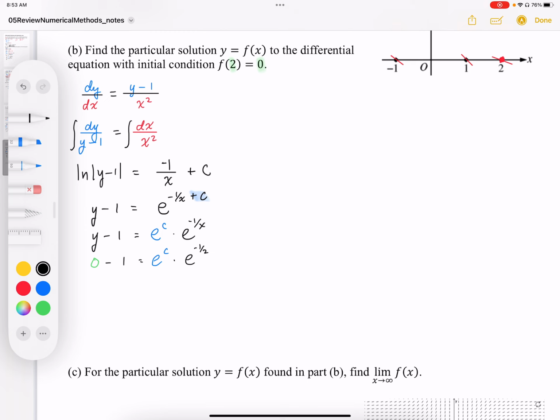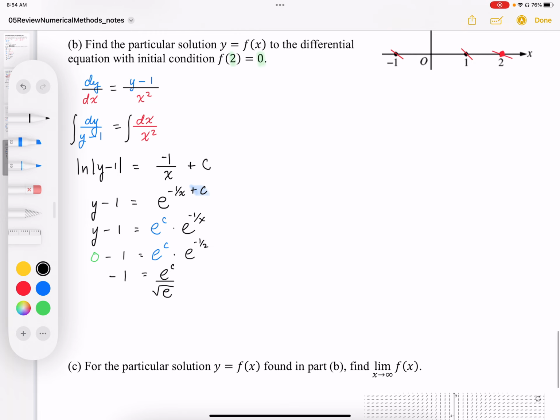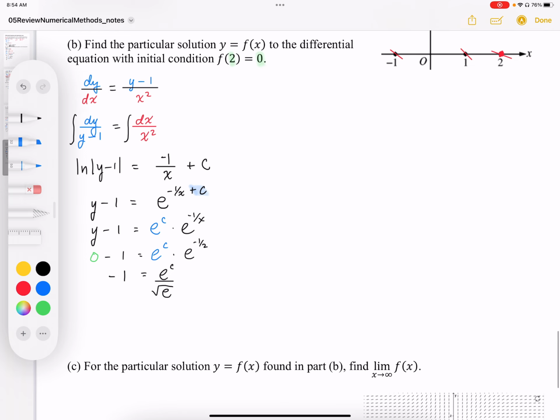Okay, so solving for c, I get negative 1 is equal to e to the c over the square root of e. And then I'm just going to cross multiply this and solve for e to the c, that's what I'm solving for here. And so I get e to the c is equal to negative square root e. Okay, so there is our c value, that was our constant that we solved for.